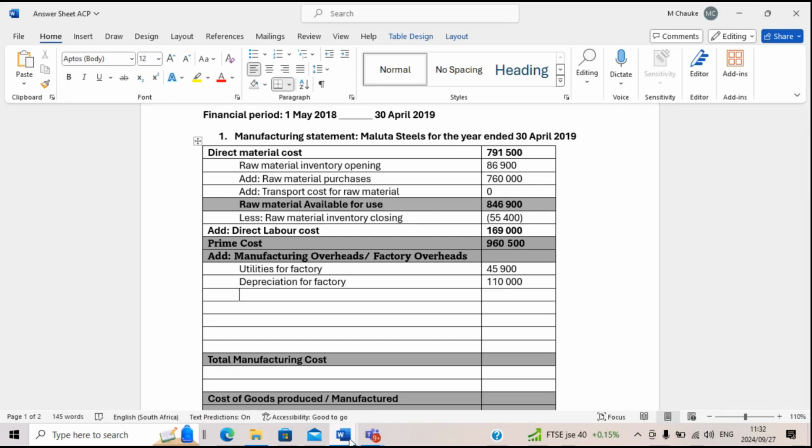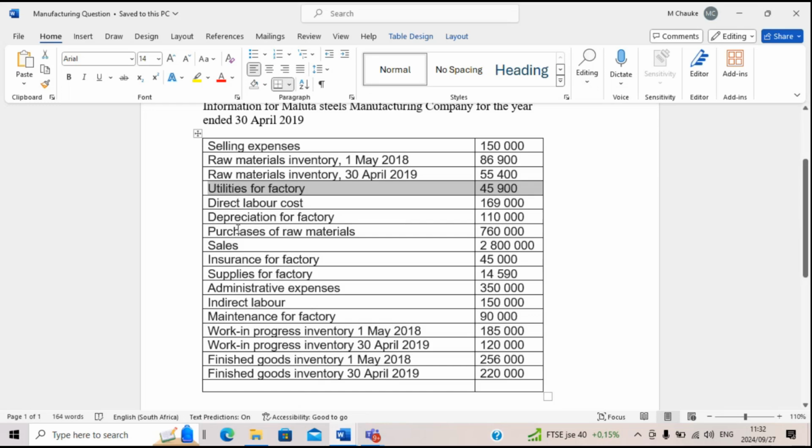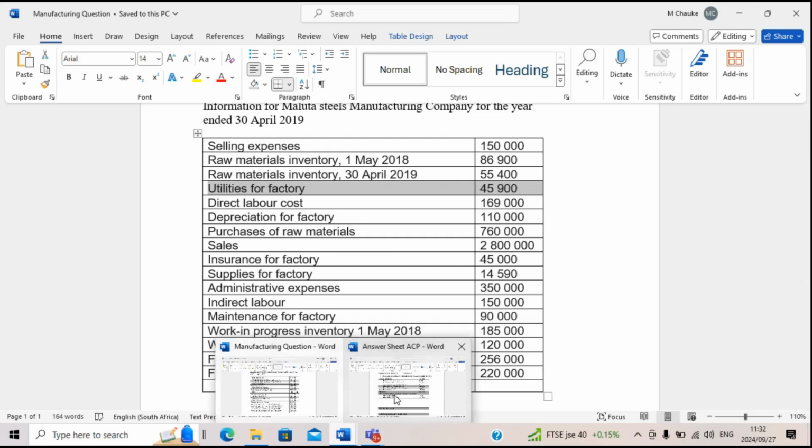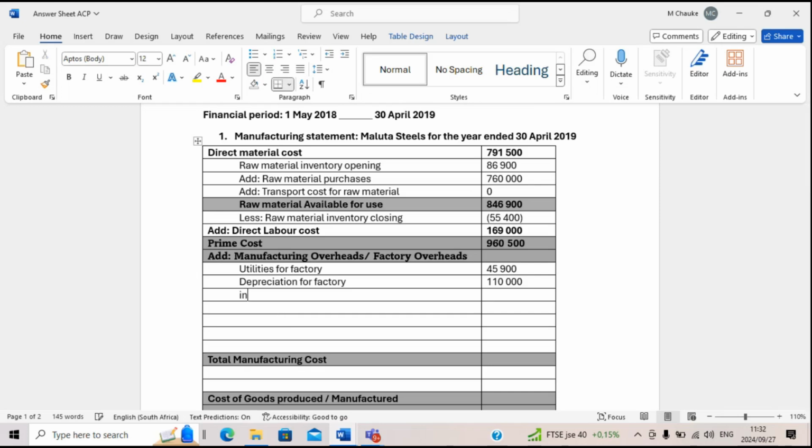Let's check in our question. The following expenditure for factory is insurance for factory, 45,000. Insurance for factory, 45,000.